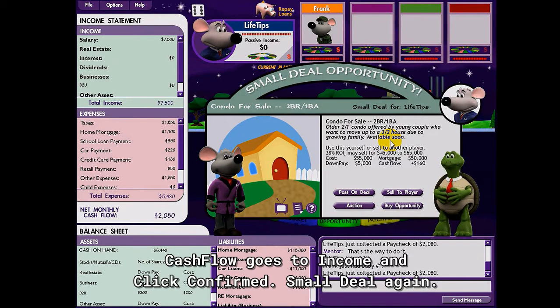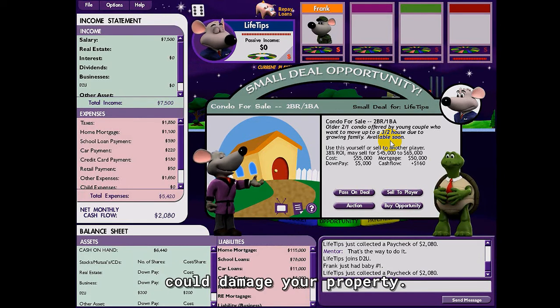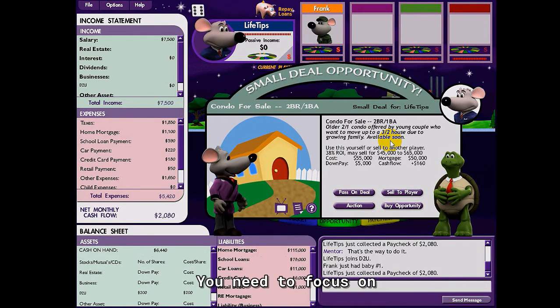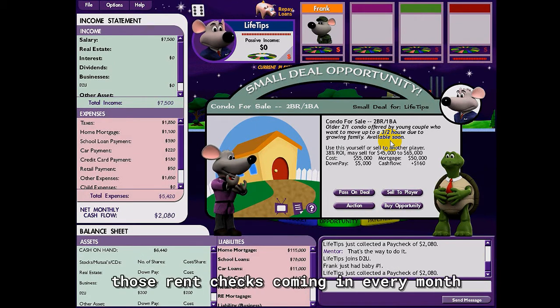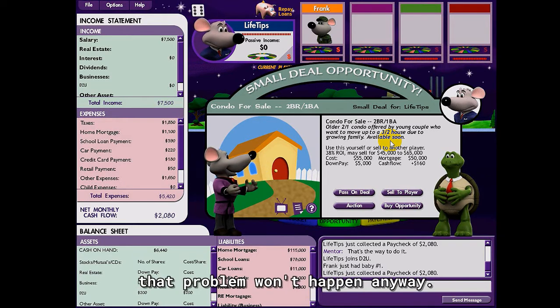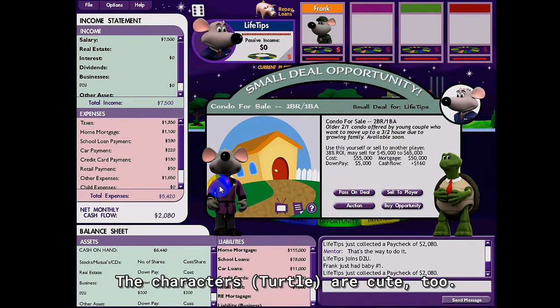Small deal again. Be careful with real estate. Tenants could damage your property. That's correct, but that's what you have insurance for. Don't worry about the tenants or what they could do. You need to focus on those rent checks coming in every month. If you have good property managers, that problem won't happen anyway. Very good advice. And the turtle characters are very cute.